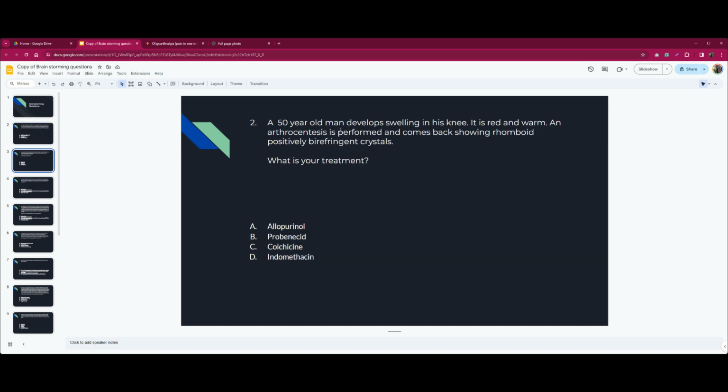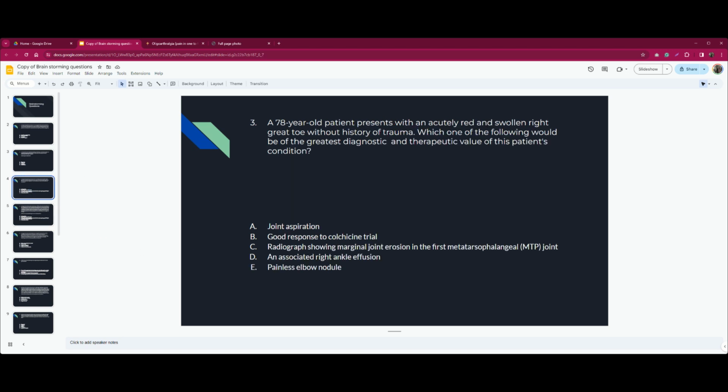Question number 2. A 50-year-old man developed swelling in his knee. It is red and warm, and arthrocentesis is performed and came back showing rhomboid positively birefringent crystals. What is your treatment at this moment? Allopurinol, probenecid, colchicine, indomethacin.